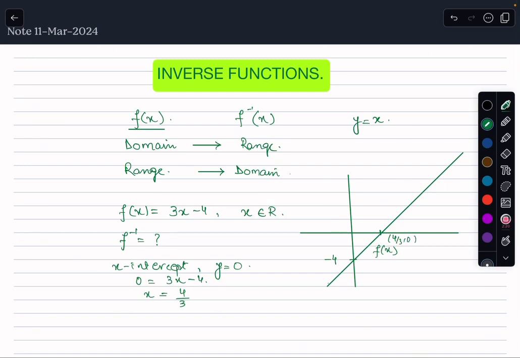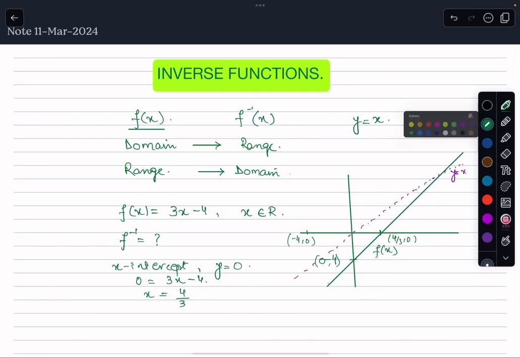Now the next thing that I should do is to have a relationship of this line with respect to the line y equals x. This line y equals x actually gives us the inverse function, meaning if I reflect the given function in the line, the first coordinate, which was 0 comma minus 4, would become a negative 4 comma 0 after the reflection in the line y equals x, and 4 by 3 comma 0 will be reflected as 0 comma 4 by 3.